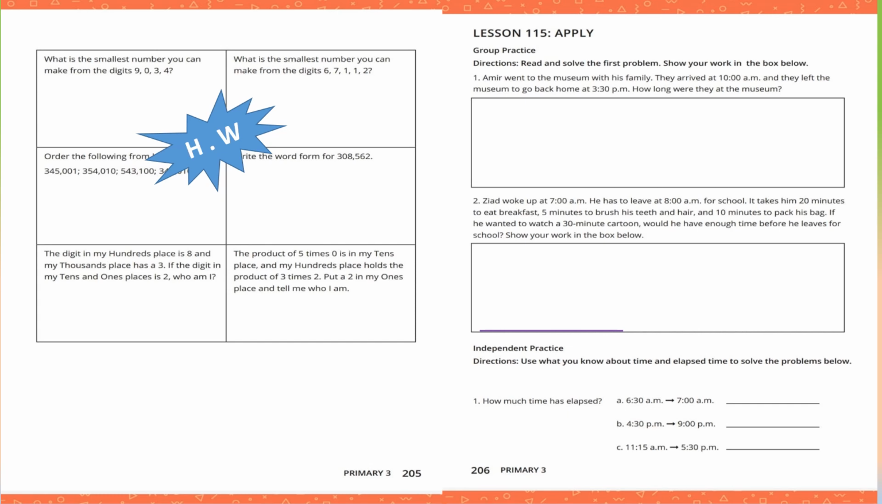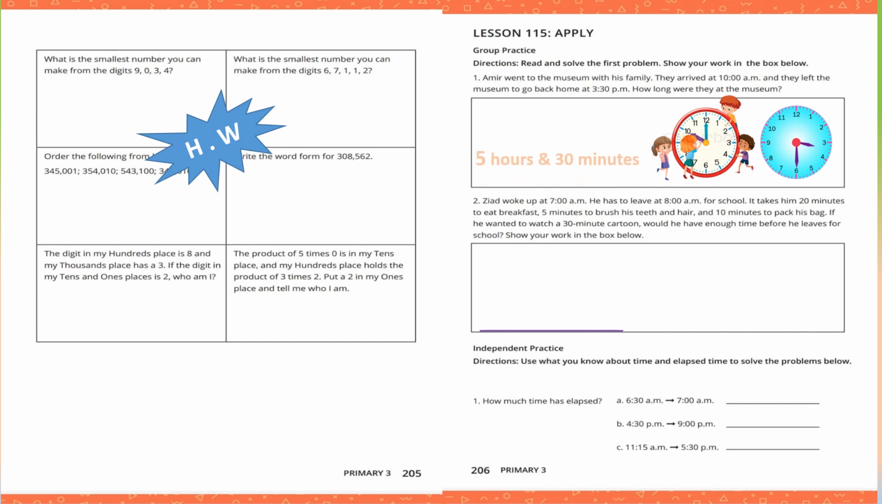Here the start time is 10 a.m. And the end time here is 3:30, and we made it from the previous slide. So it will be 5 hours and 30 minutes.